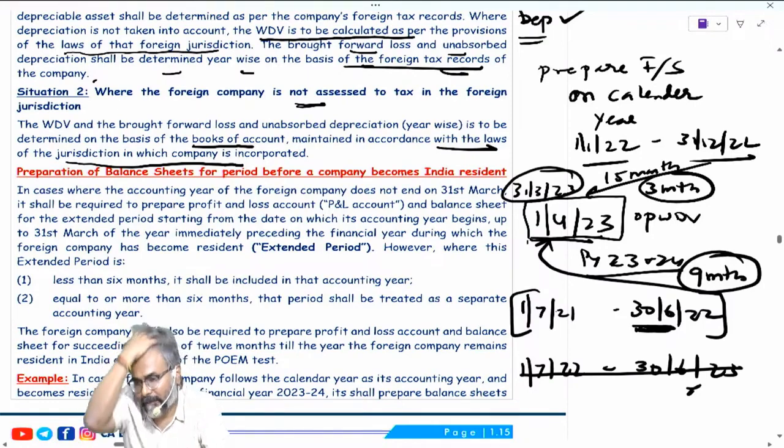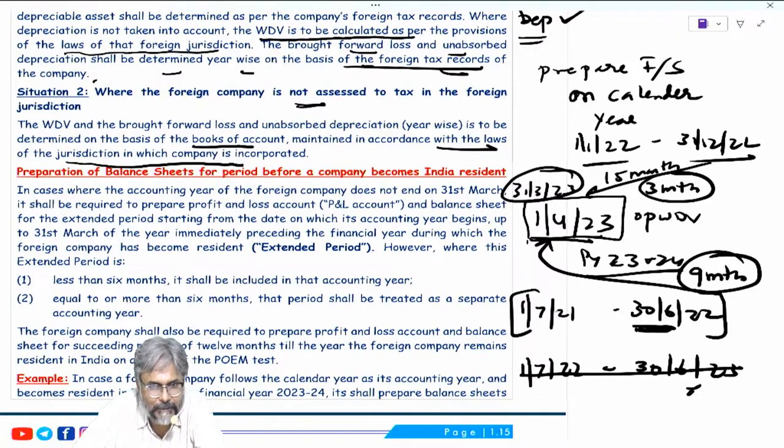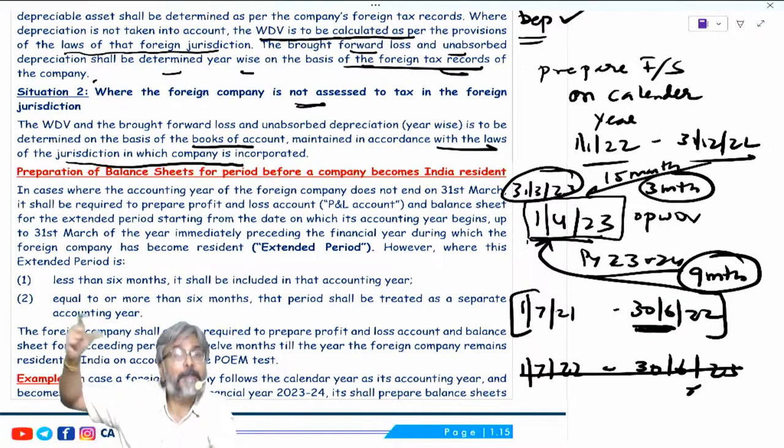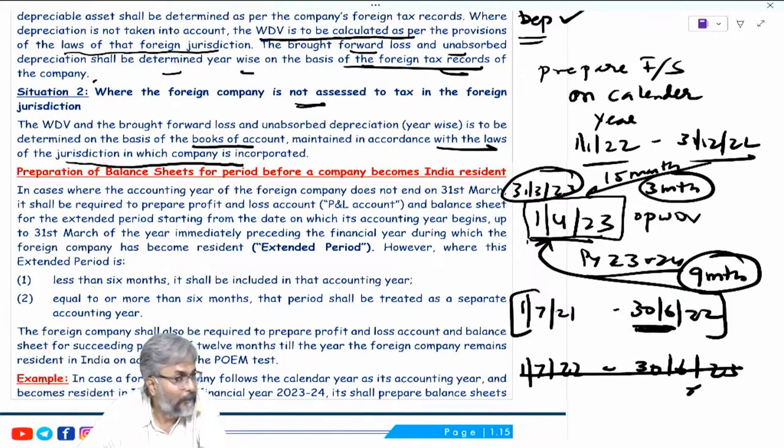And students, if the delay is 9 months, is it more than 6 months? Yes. So if the delay or the difference is for more than 6 months, then the law says that you will prepare the financial statement for that period. So in that particular case, students, you will prepare the financial statement for 9 months. I hope that all of you are clear with this one.